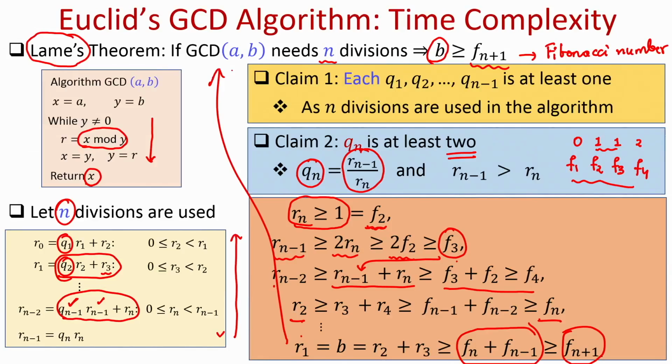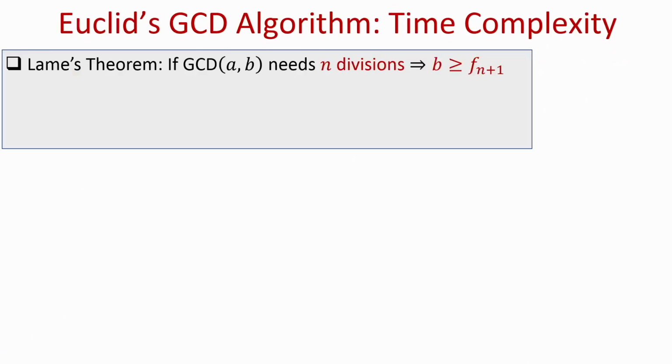But Lame's theorem directly does not help me to tell what exactly is the number of divisions. Let us derive the exact number of divisions using Lame's theorem. So, I am stating Lame's theorem here.